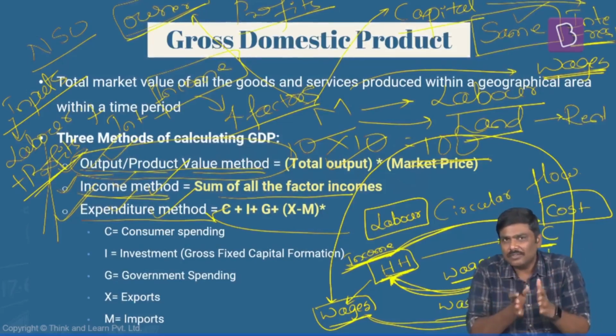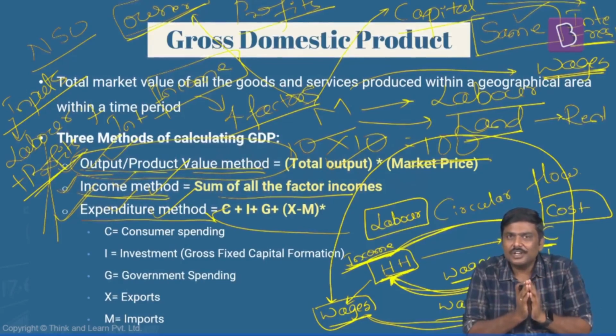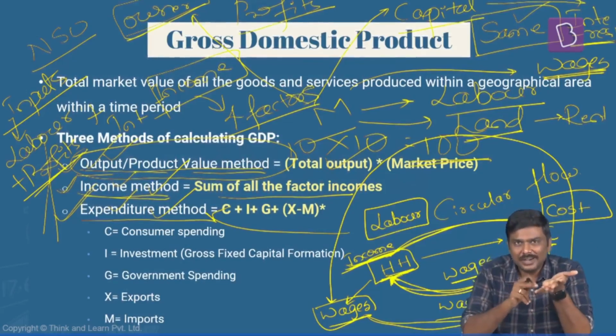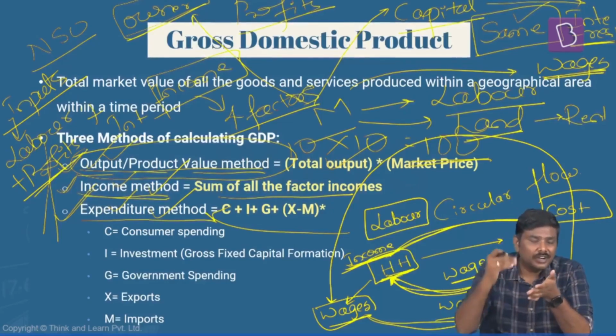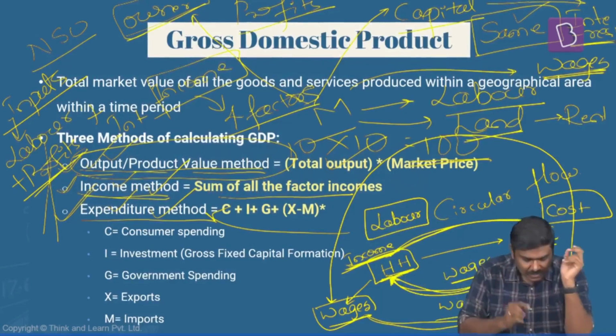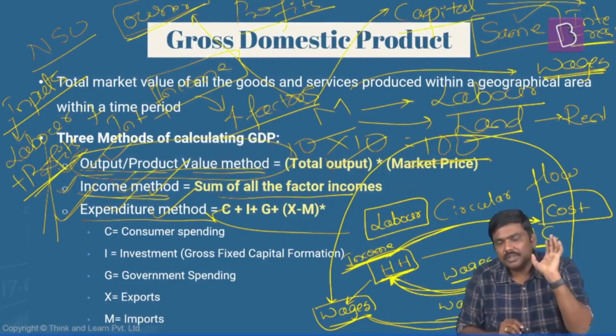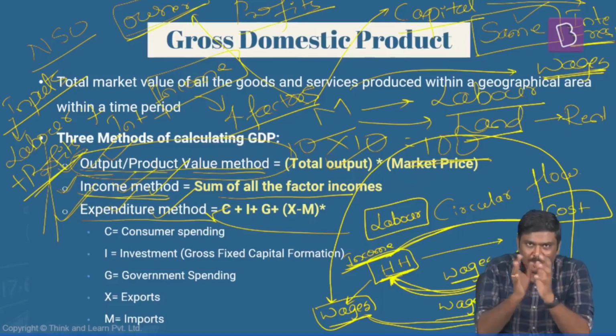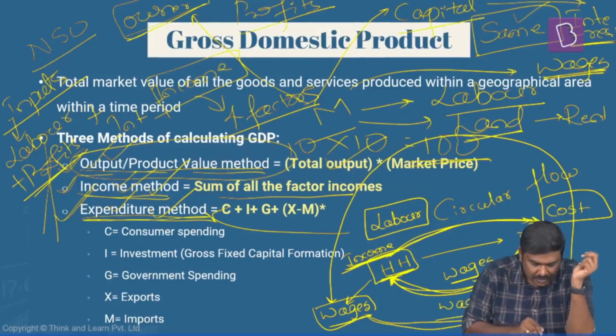What do you mean by factor incomes? We have already seen in the previous calculation. Factor incomes refer to the rent, wages, interest, and the profit generated in the whole system. Whatever is the sum total of all of this, take it, you will get GDP through the income method. And the third one, let me explain this, is the expenditure method.